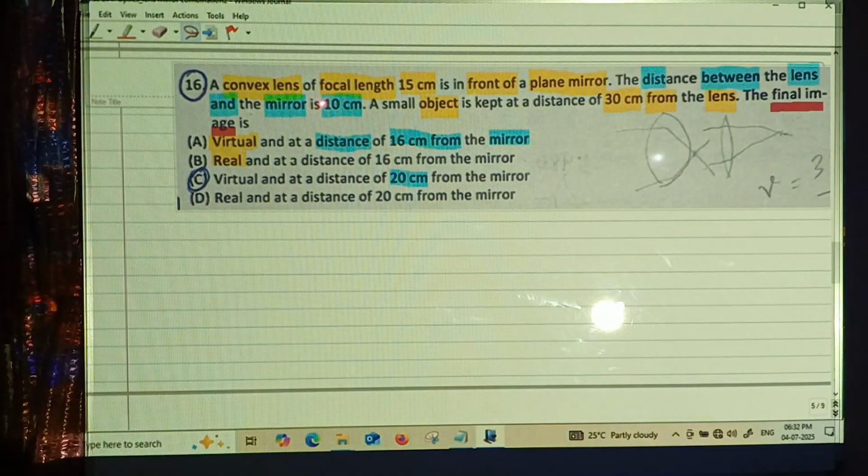So this is a question: a convex lens of focal length 15 centimeter is in front of a plane mirror. The distance between the lens and the mirror is 10 centimeter. A small object is kept at a distance of 30 centimeter from the lens. The final image is: A, virtual at a distance of 16 centimeter from the mirror; B, real at a distance of 16 centimeter from the mirror; C, virtual at a distance of 20 centimeter from the mirror; D, real at a distance of 20 centimeter from the mirror. So to find the final image, whether it's virtual or real, and also where the image is formed, at what distance. You can pause and try this question.